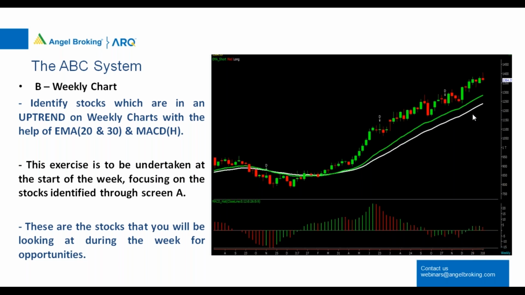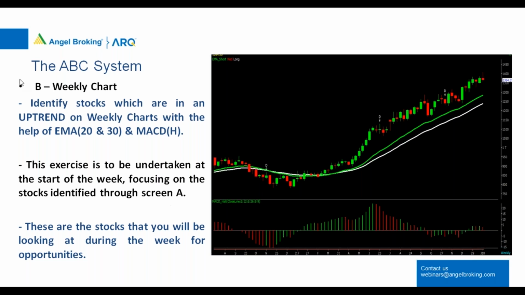So now we move to the next screen. Here we are seeing the weekly chart. On the weekly chart we give more importance to the moving averages and less importance to the MACD histogram readings. Here we can see that the MACD histogram readings are slightly negative, but the overall trend on the weekly is what matters. Again, I'm not using a 10 period here. I'm using a 20 period and a 30 period exponential moving average. So I can see that the slope is up on the weekly chart.